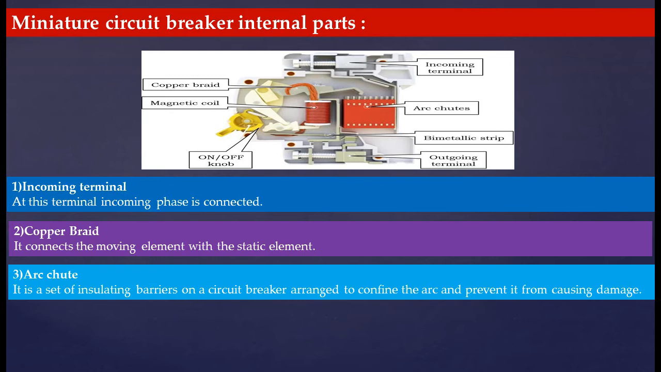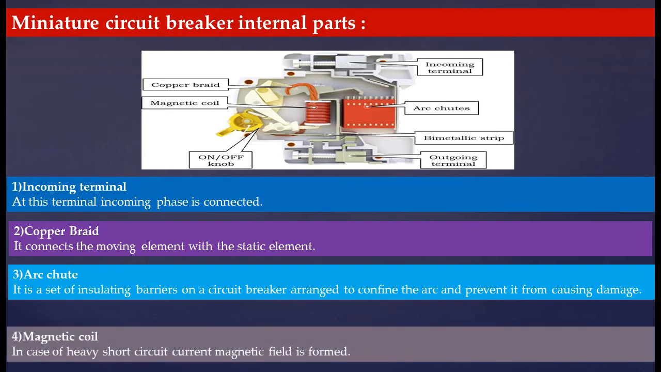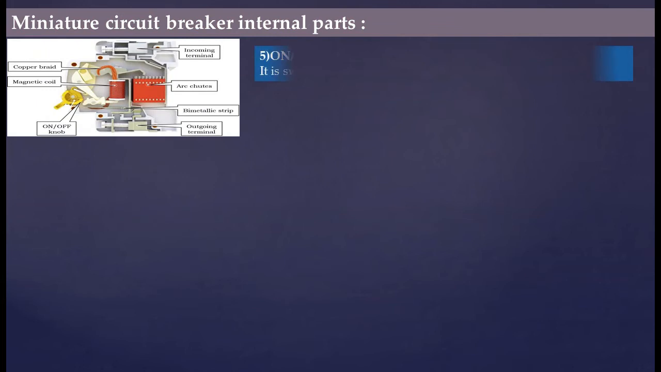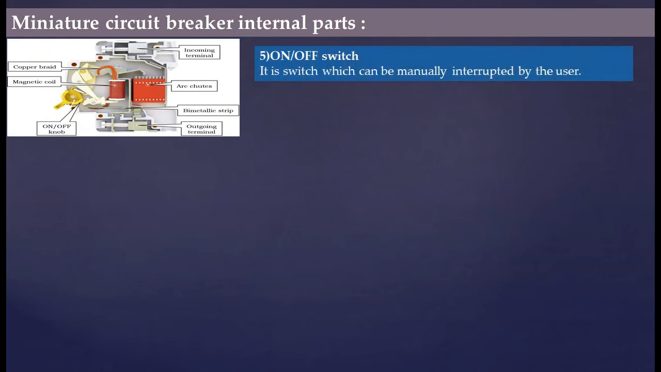Fourth is magnetic coil. Magnetic coil is a part of the thermal tripping arrangement. In case of heavy short circuit current, a magnetic field is formed. Fifth part is on-off switch. It is a switch which can be manually operated by the user.